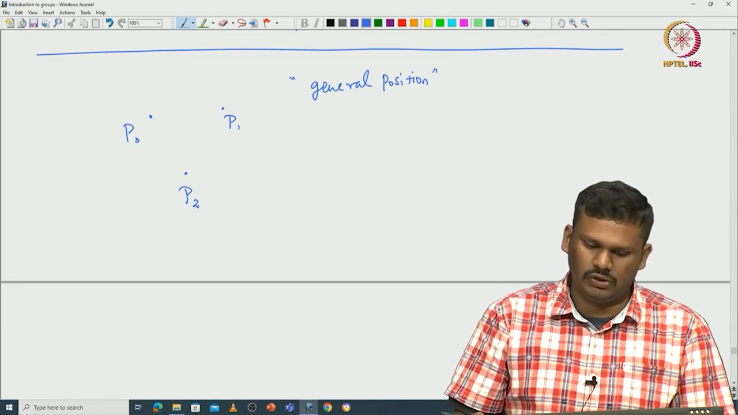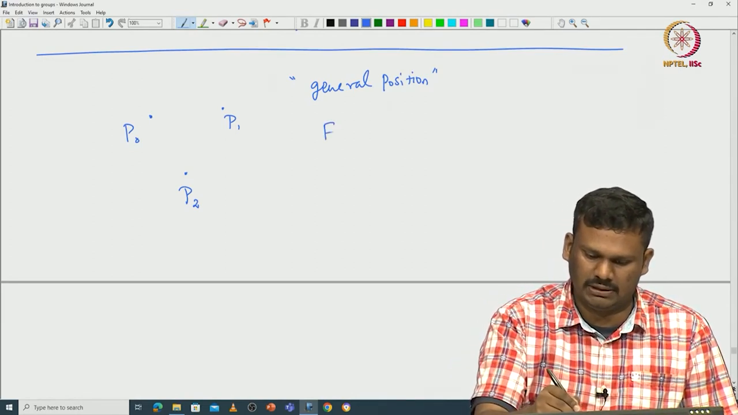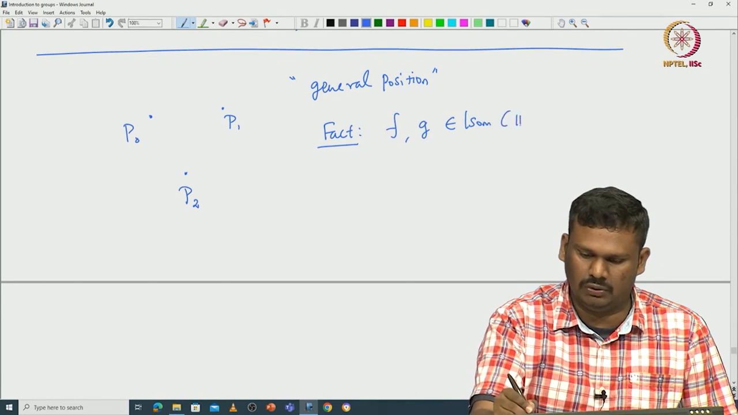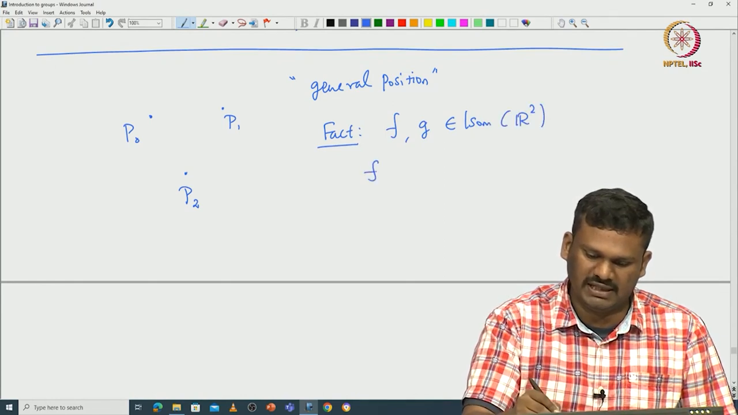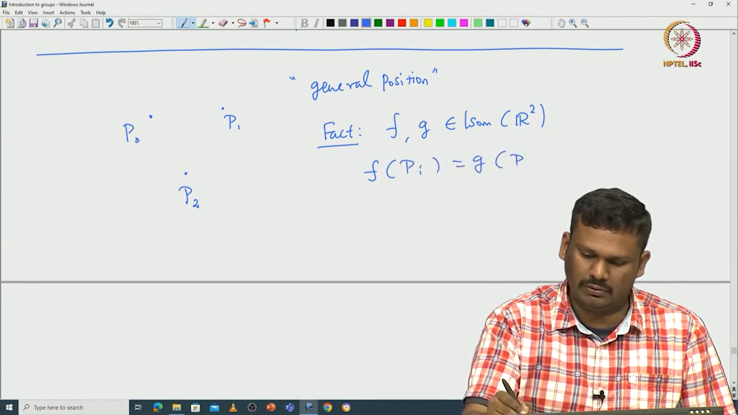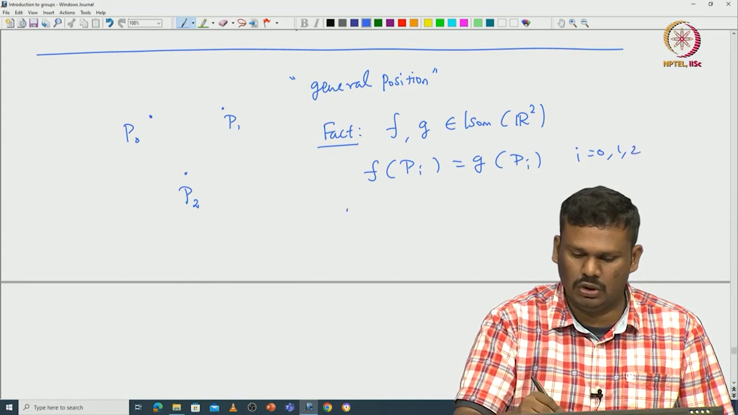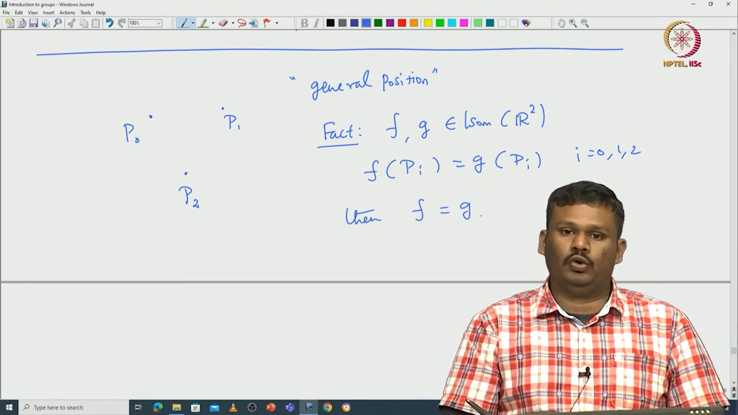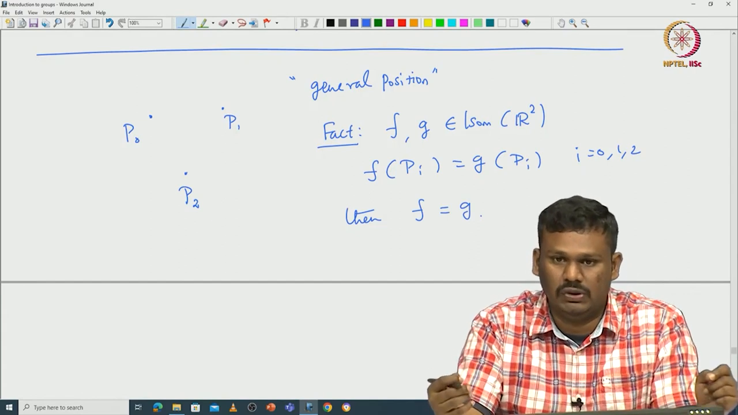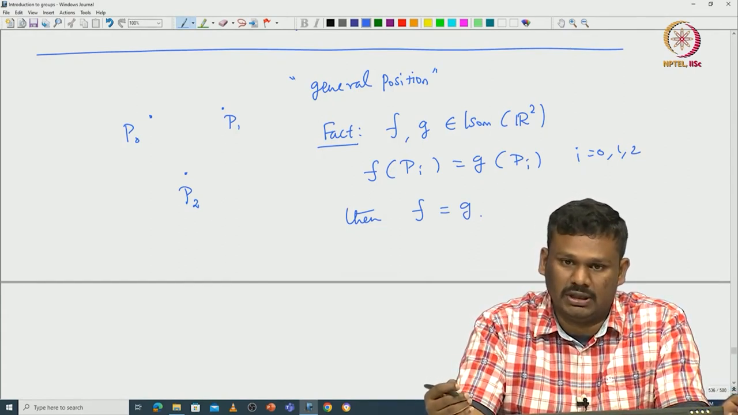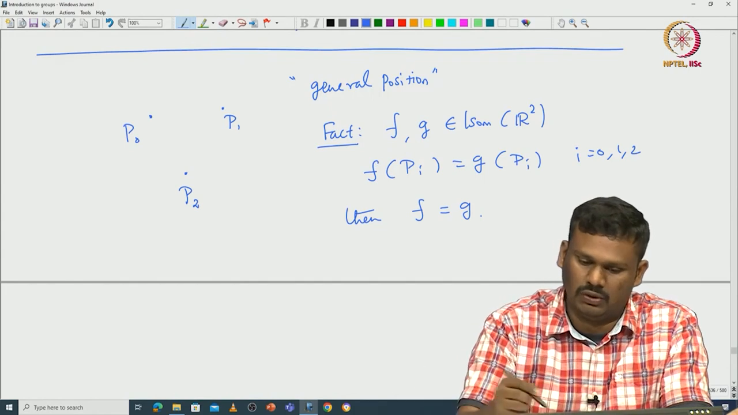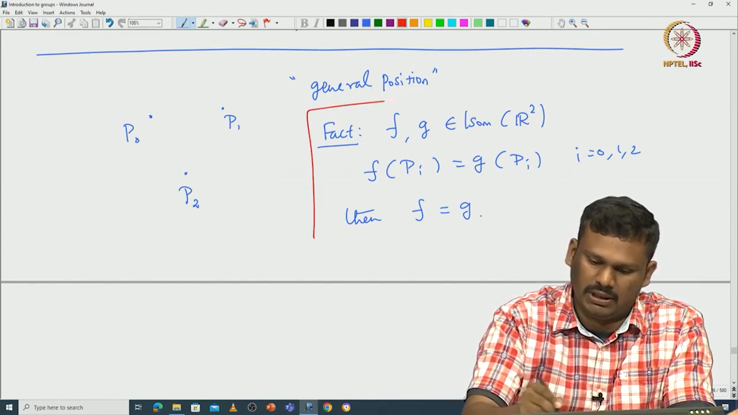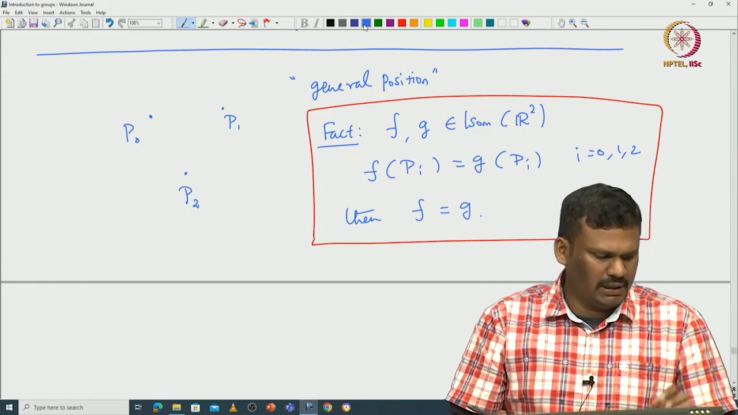Then if you have two isometries, here is the fact. Let us say you have two isometries F and G of R2, and assume that both of them take the same values on these Pi for i equal to 0, 1, 2. Then it forces that F must be the same as G. If two isometries take the same values on 3 points which are in general position, then those two isometries must be the same. There is no other option. This is a very, very important fact. Let us see how one can prove this.